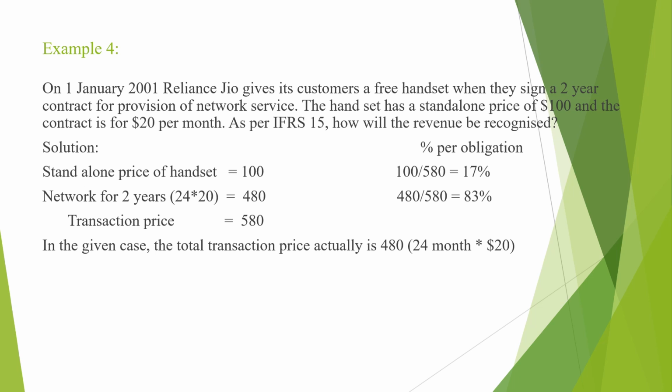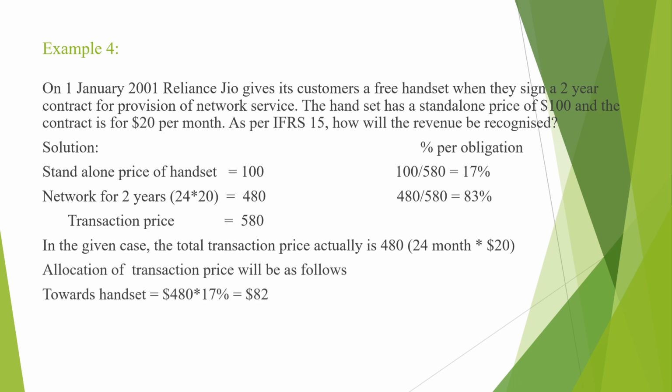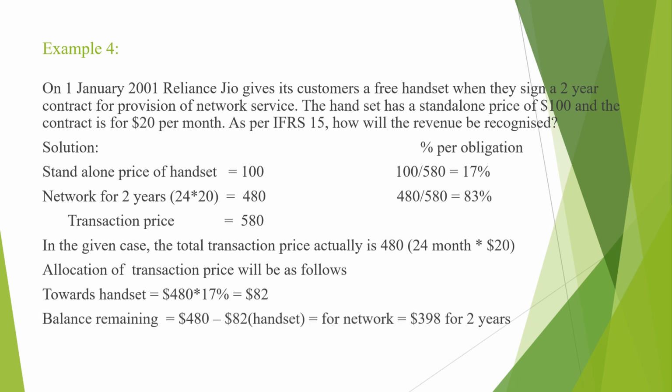24 months into $20 per month. So the allocation of the transaction price will be as follows. Towards handset, 17%, which we calculated earlier, as I said, proportionate, right? So towards the handset, it is $480 into 17%. I have rounded it up to $82. And the balance would be 480 minus 82, 398 would be for the network, provision of network for 2 years, right? Therefore, for 1 year, the network provision, the revenue would be 398 divided by 2 years, 199.